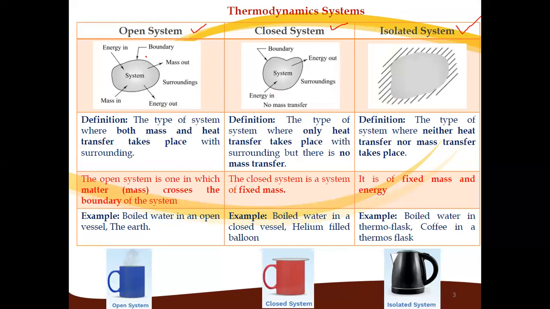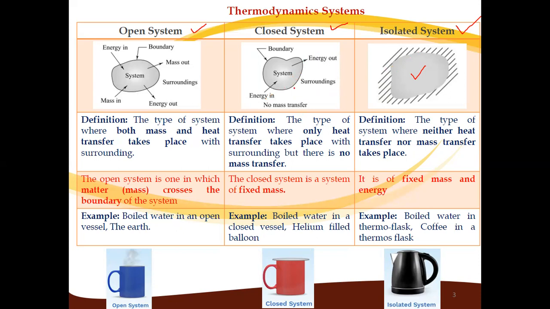There are diagrams for these. In the open system, mass enters the system and mass goes outside the system. Similarly, energy goes into the system and energy goes outside the system. In a closed system, only energy in and energy out is there; mass in and mass out is not there. And in isolated, both energy and mass are neither in nor out.